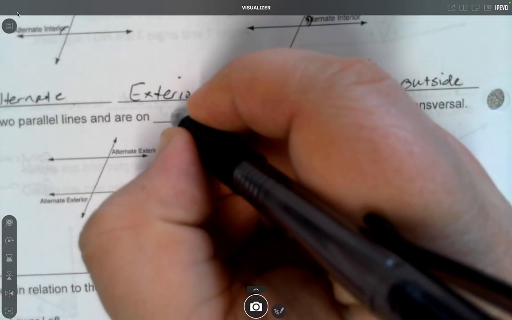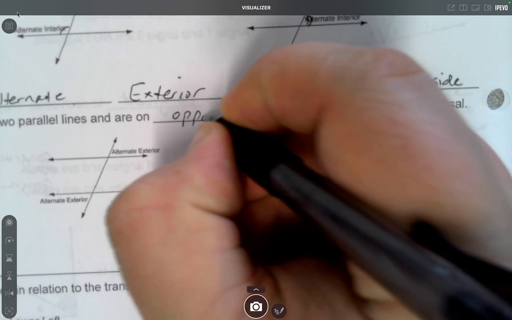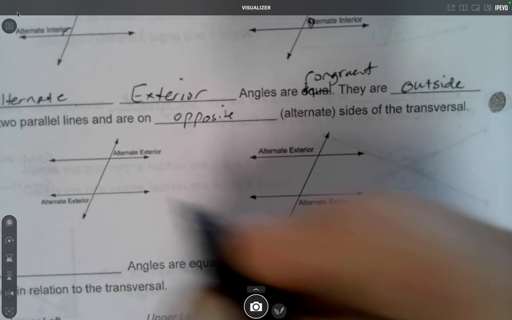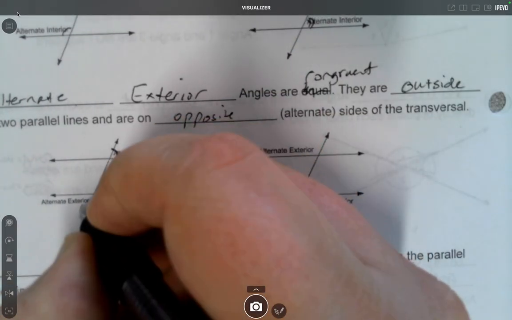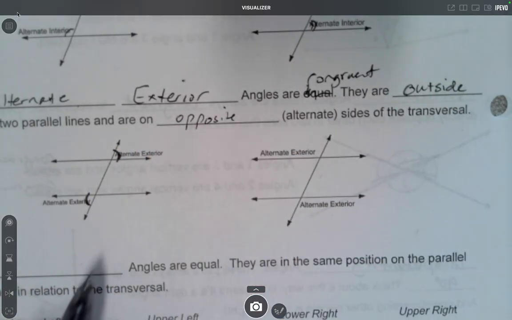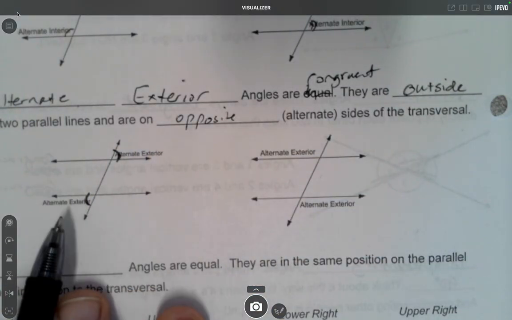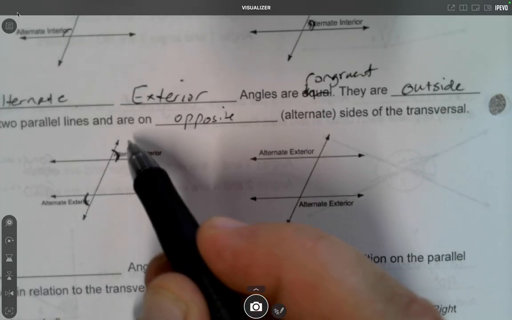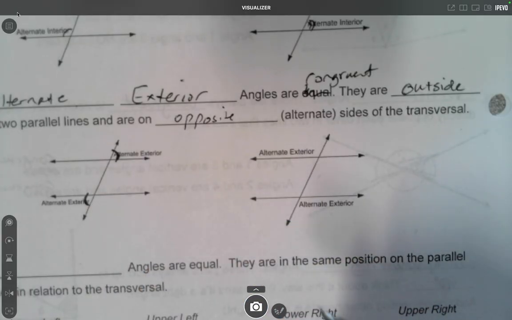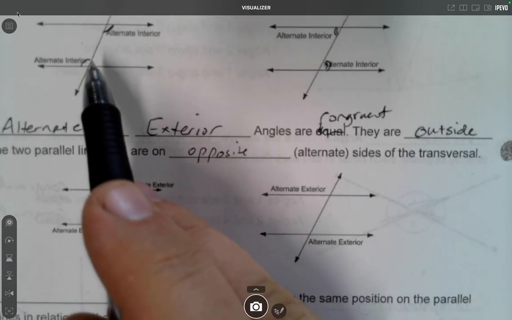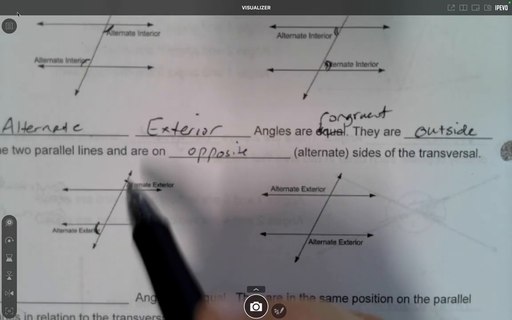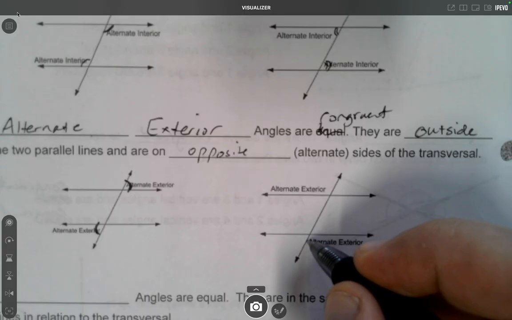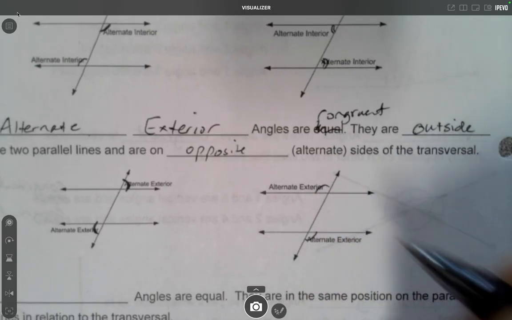And they are on opposite or alternate sides of the transversal. So that's talking about this angle right here, and this angle right here. They're alternate because they're on two different sides of the transversal. They're exterior because they're both outside the parallel lines. And just like with these, we have two pair of them. One pair is lower left and upper right. The other pair is lower right and upper left.